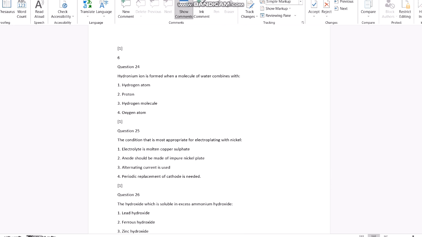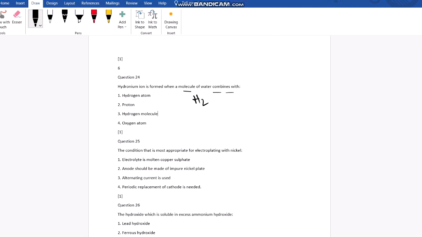Hydronium ion is formed when a molecule of water combines with a proton. You may think the hydrogen atom will be the answer, but actually that will not be the answer. A hydrogen atom means H, a hydrogen molecule means H2, an oxygen atom means O, and a proton means H plus. So the answer will be proton.